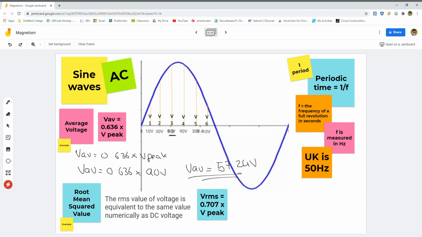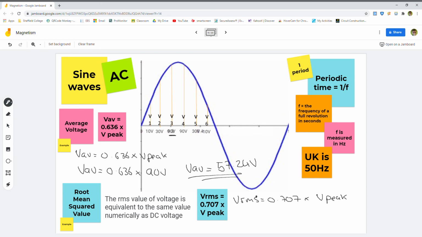So what we've got instead is the root mean squared value, which does give us a much more accurate representation. So the root mean squared value of voltage is equivalent numerically to a DC voltage. So when we take our voltage readings with our voltmeters, this is the reading we're getting. So the calculation for this then, VRMS equals 0.707 times the V peak.